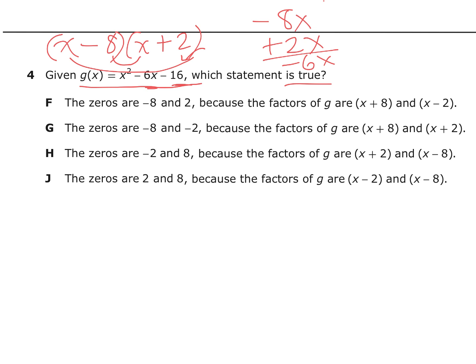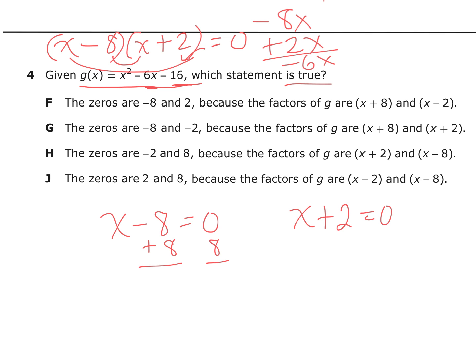And so we're looking for the zeros. So we set those factors equal to 0. So x minus 8 is equal to 0. And the other factor, x plus 2, is equal to 0. And if you add 8 here, and you add 8 here, x equals 8. So that's going to be a zero. Minus 2 here and a minus 2 here, x is equal to a negative 2.